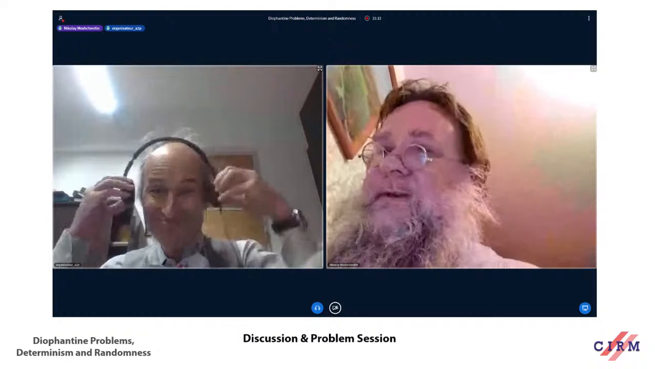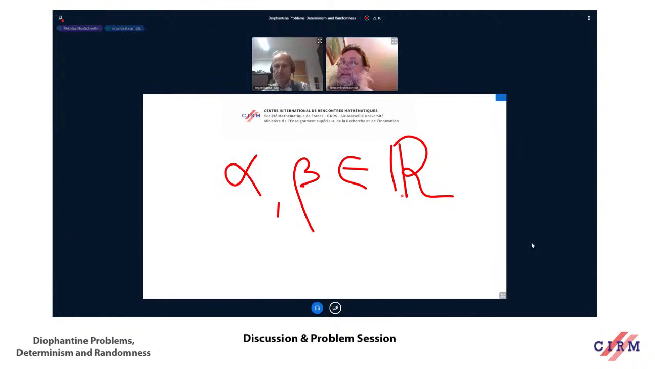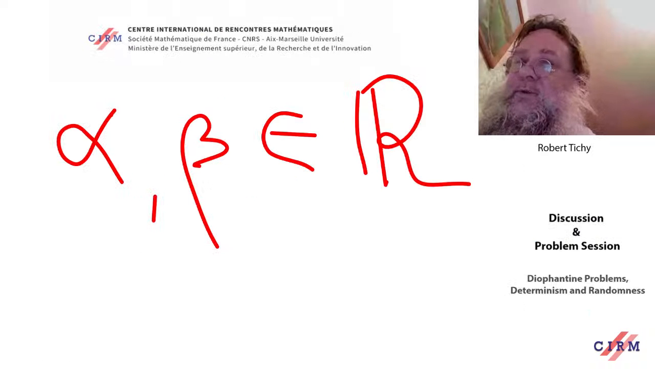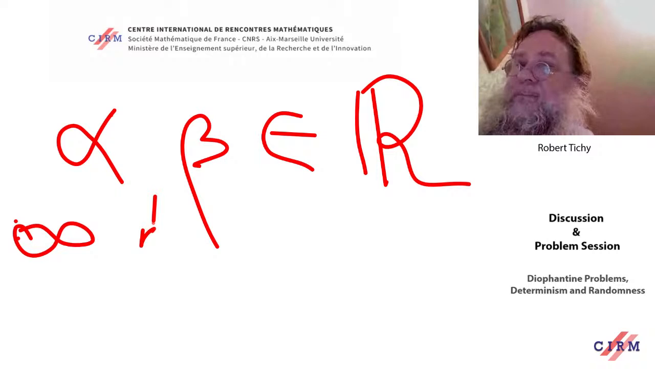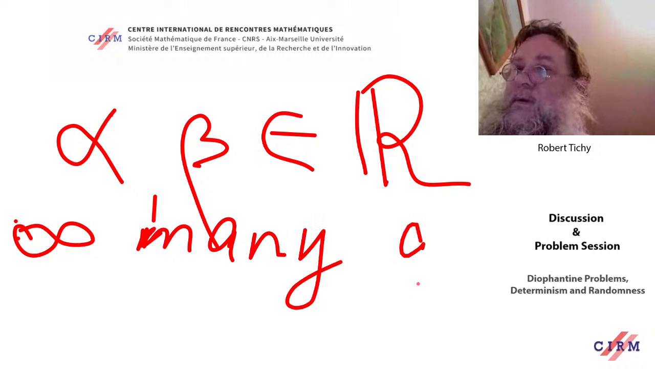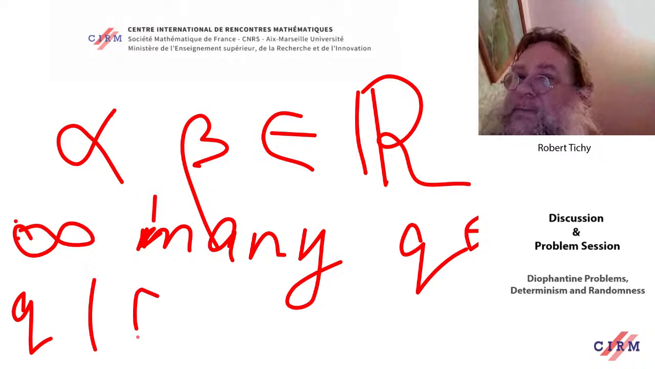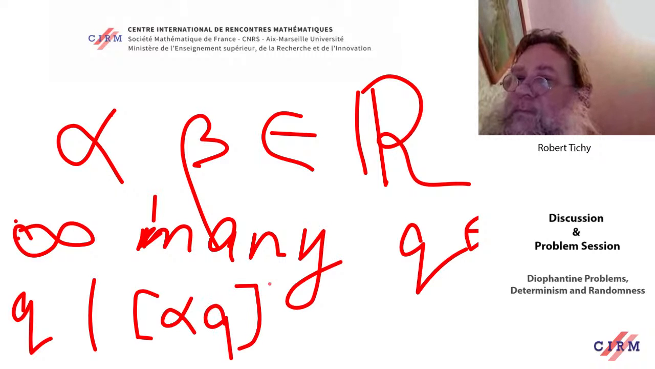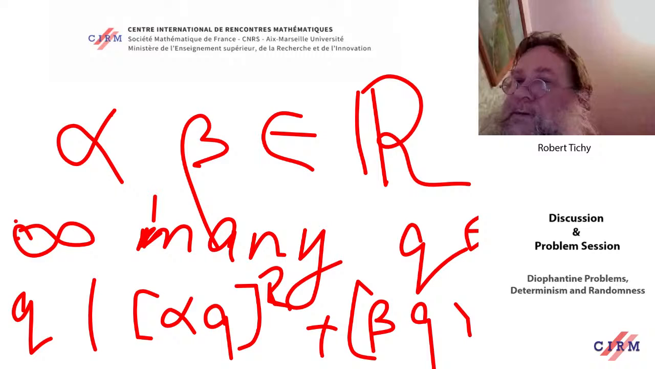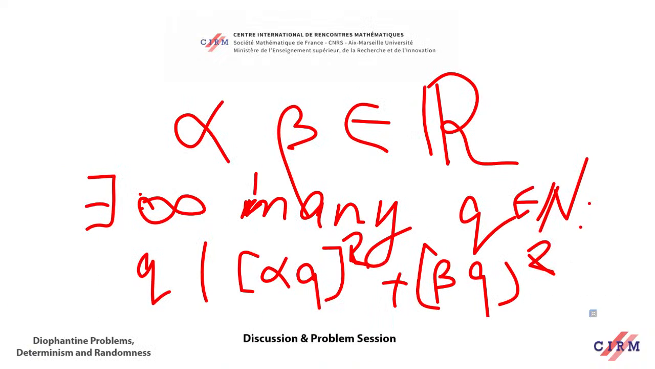Let alpha, beta be real. To prove that there exist infinitely many natural Q such that Q divides the sum of squares, the integer part of alpha Q squared plus the integer part of beta Q squared. Here these brackets mean integer part.